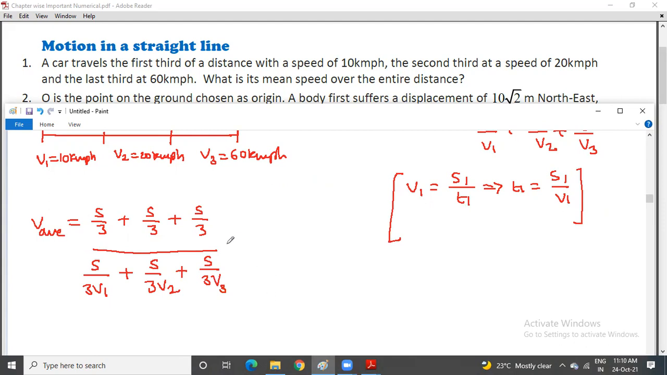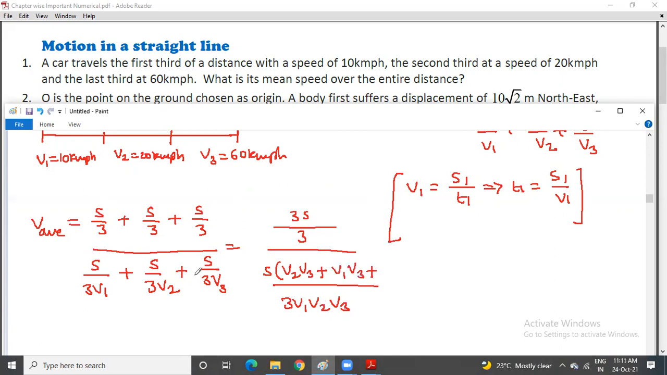Now, you can write this step as S plus S plus S, which is 3S in the numerator. Now let me take out common S and also write the common LCM, 3V1V2V3. You take out common 3V1, so V2V3 will be multiplied with 1, V2V3. Plus here you have 3V2, so take out 3V2, you will get V1V3. Take out 3V3, you will get V1V2 here.